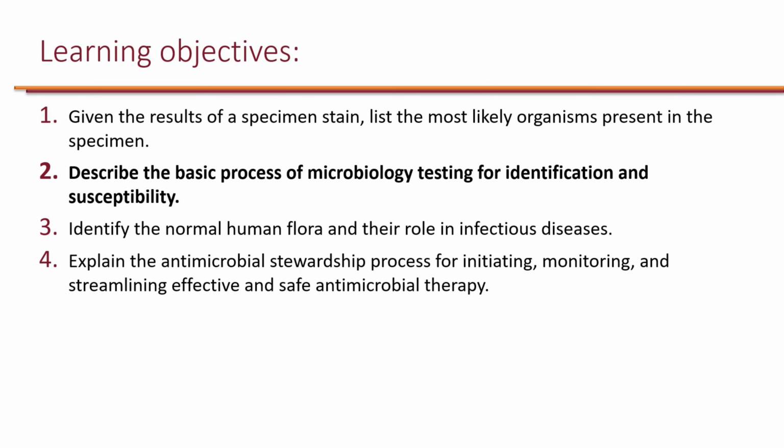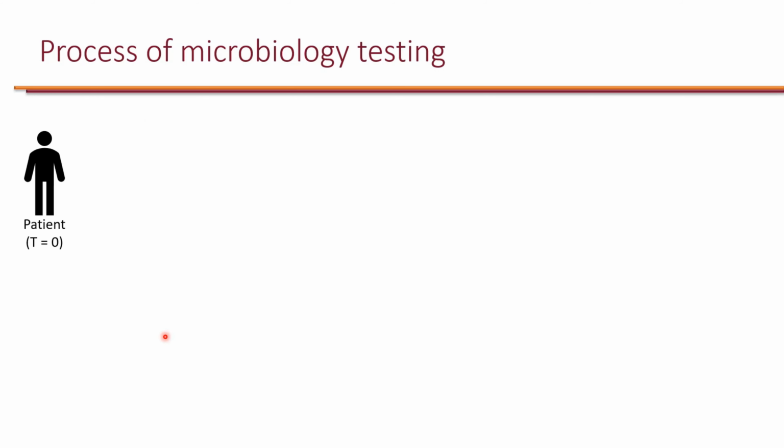Looking at the results of a specimen stain, we listed the most likely organisms present in the specimen. Now let's describe the basic process of microbiology testing for identification and susceptibility. Let's take a look at the process of microbiology testing when a patient who's suspected to have an infection presents.